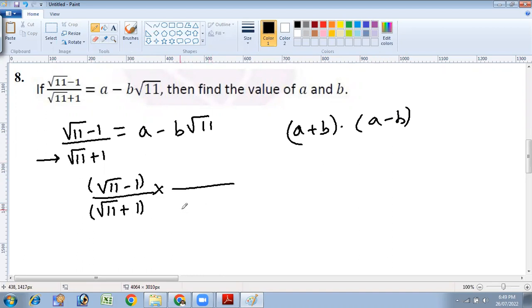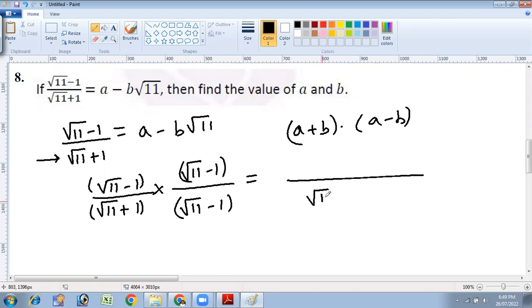So here put √11 minus 1, and here also √11 minus 1. Multiply both sides. So downside what are we getting? (√11) square minus 1 square. And upside what are we getting? (√11 minus 1) square.